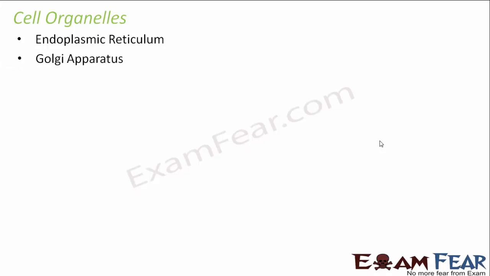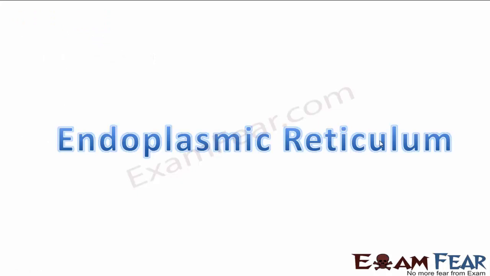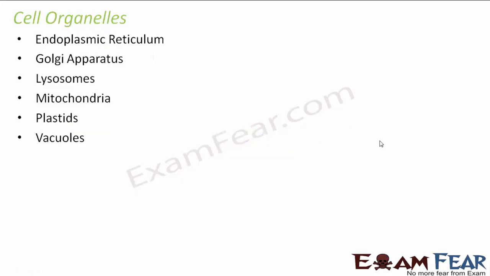The next one is Golgi apparatus, lysosomes, mitochondria, plastids, and vacuoles. So these are some of the cell organelles which we will be talking about in this lesson. So these are some of the important cell organelles actually, right?